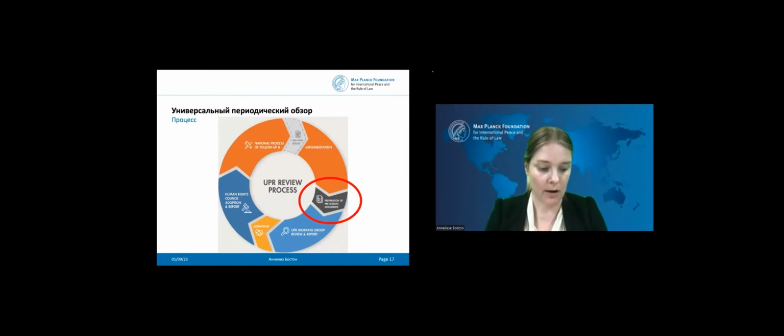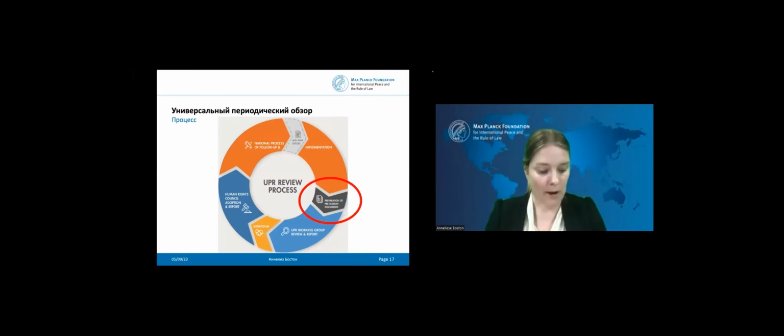The second document is a report compiled by the Office of the High Commissioner for Human Rights, and this is called the Compilation of UN Information. This report compiles information from UN treaty bodies, special procedures, and other UN bodies. So, for example, the compilation of UN information for Kyrgyzstan's third UPR included information from the Special Rapporteur on Health's country visit, information from the UN country team in Kyrgyzstan, and concluding observations from the review by the Committee on the Protection of the Rights of All Migrant Workers and Members of Their Family.